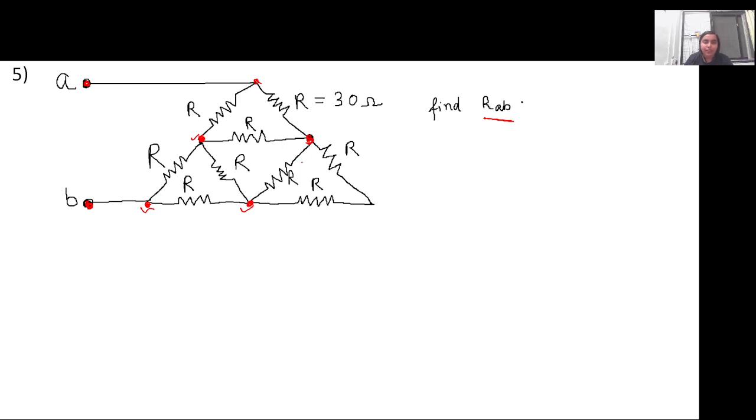So first, whenever we see this kind of circuit, if it is a delta connected circuit, we'll convert it to star. That will simplify the circuit. We'll see it as we proceed.